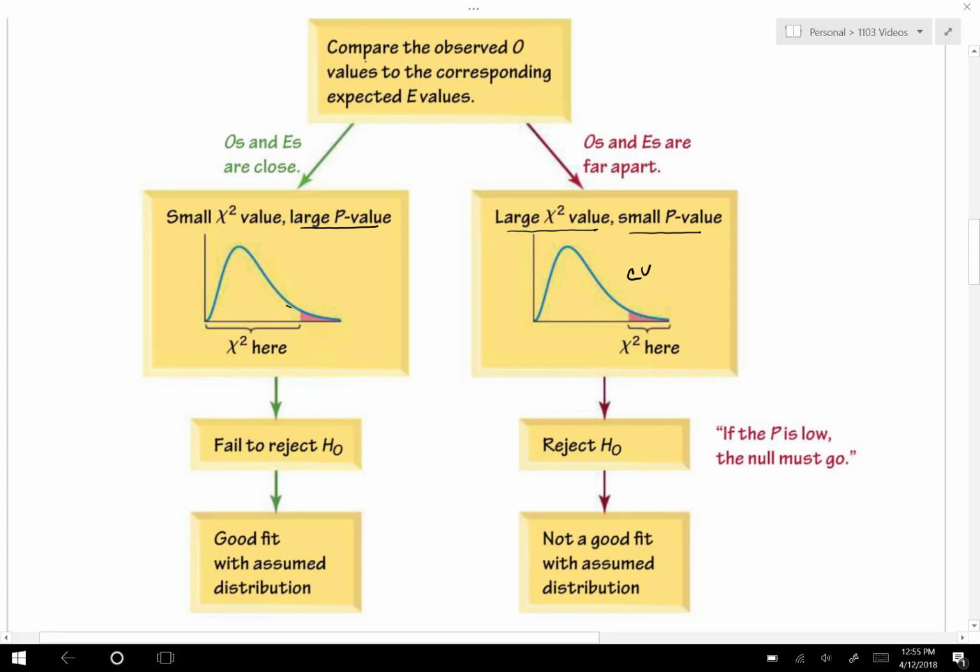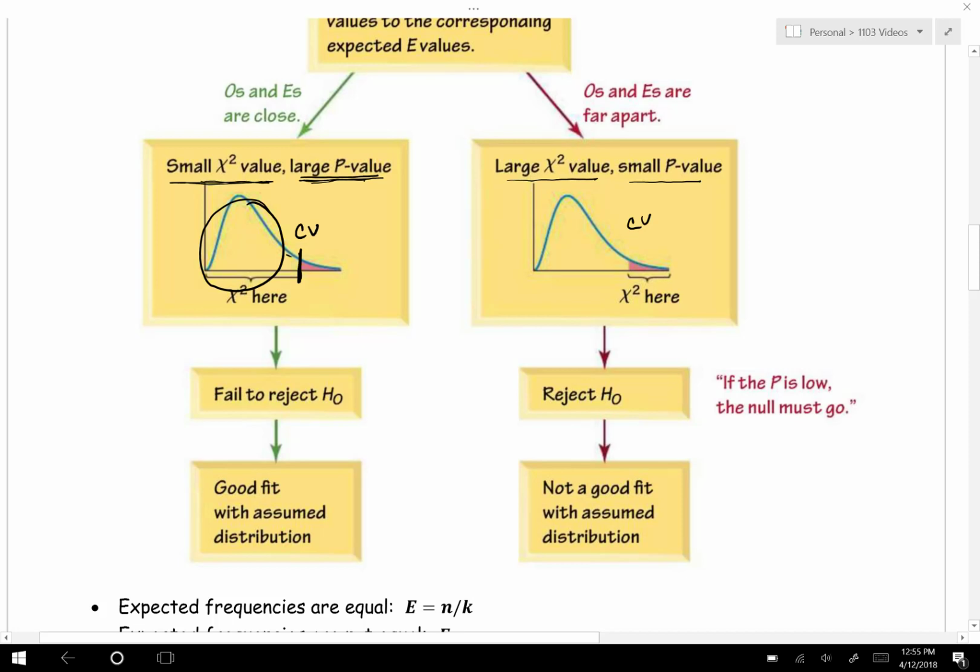What we want to do is compare the observed values to what we expect. If the observed and the expecteds are close, then you'll end up with a small chi-squared statistic, which will give you a large p-value. This marker is your critical value. This is always a right-tailed test, so if your test statistic is in this region, then we're going to decide to fail to reject, and that will tell us that it's a good fit with the assumed distribution.